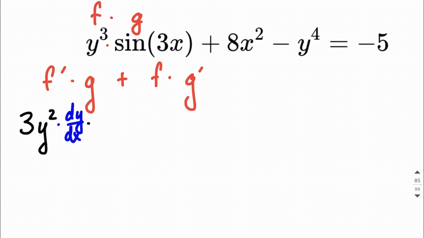Next, we're supposed to multiply that by g. Well, I said g was sine of 3x, so that's basically just copying that down. Next, our product rule says we want to copy down f, which in our case was that y cubed, and then multiply that by the derivative of g. So g was sine of 3x. The derivative, in this case, we're going to have to use the chain rule because we have an outer function, the sine function, and an inner function, this 3x, which is not a simple x or a y in there.